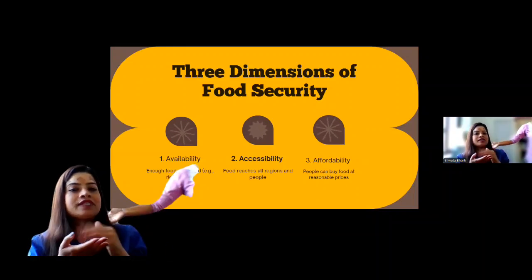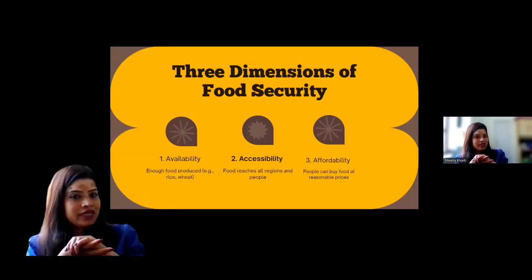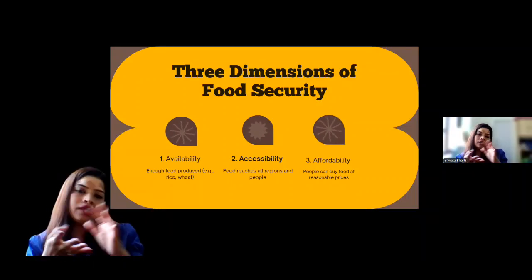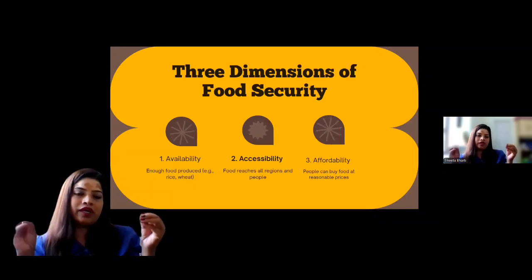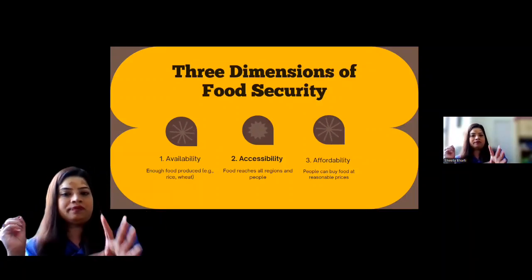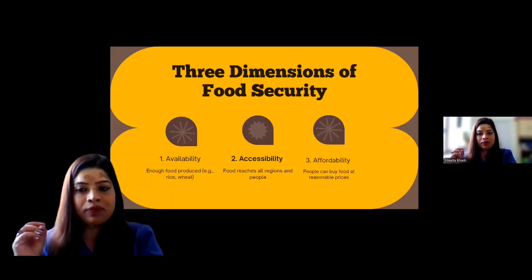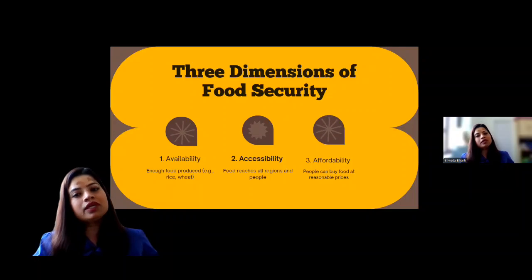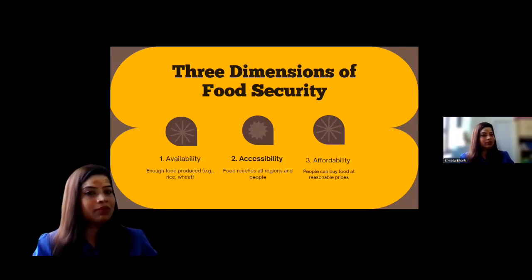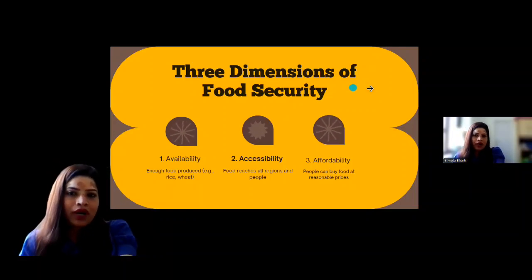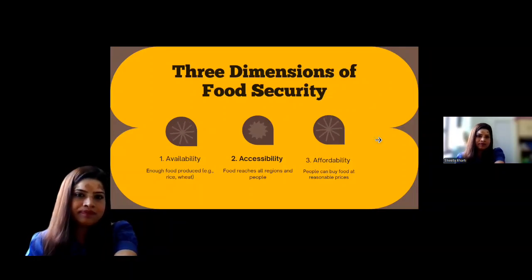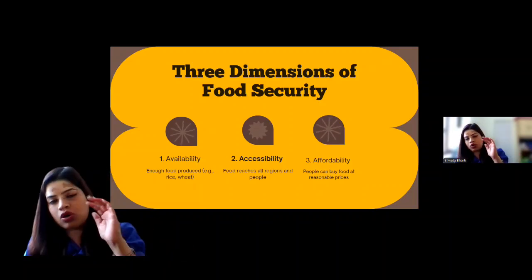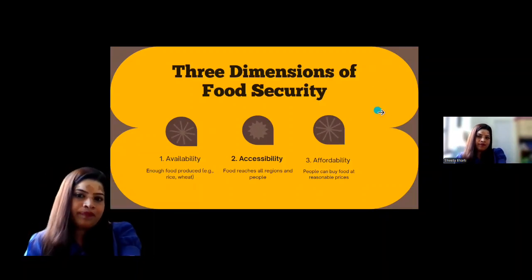The second thing we have is accessibility. As I said, it should be accessible to all the people in the world. And if we are talking about our country, every corner of the country, every village, people should get it, right? So food reaches all regions and people. That is the meaning of accessibility. Next comes affordability. Affordability means people can buy food at a reasonable price, which I have already explained. I hope you understood. The price should be such that it can be afforded by everyone, especially the lower class or the poor people in our country.